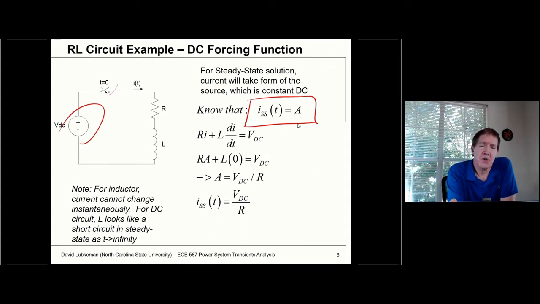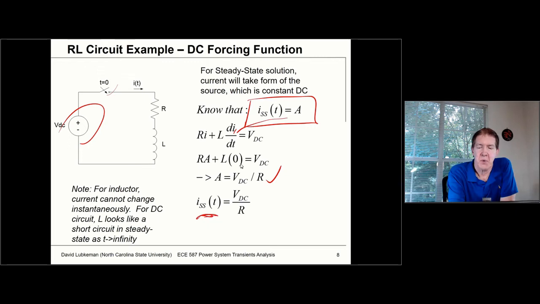If I have the differential equation Ri plus L di/dt equal to VDC, and I substitute the value A into it, then Ri maps to R times A, and the derivative of this current with respect to time is simply equal to 0. So I can substitute this in, and I see that A is equal to VDC over R.